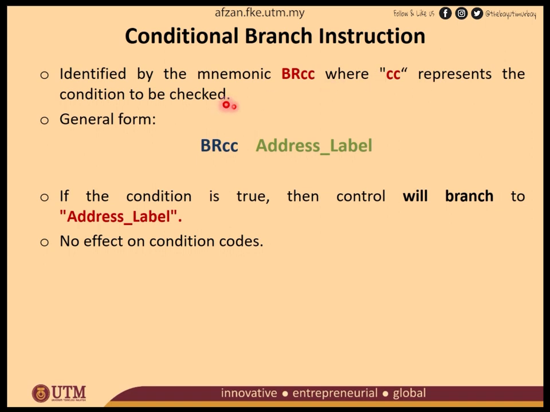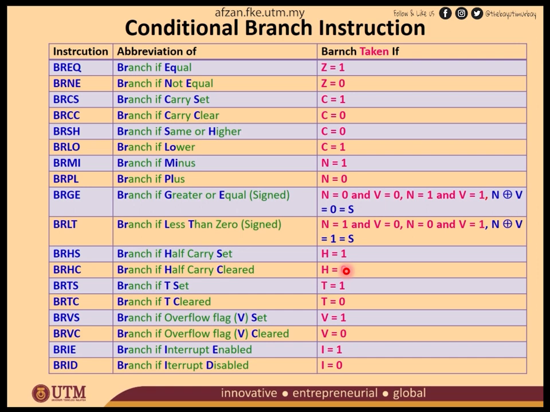So the conditional branch instruction is identified by the mnemonic BRCC. Every time you see the BR, you know that it is a conditional branch instruction, where CC represents the condition to be checked. This is the general form: BRCC, your address label. BR stands for branch conditional, followed by your address label where you want to jump or branch. If the condition is true, then control will branch to that address label.